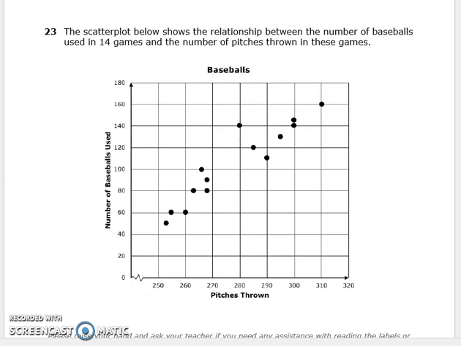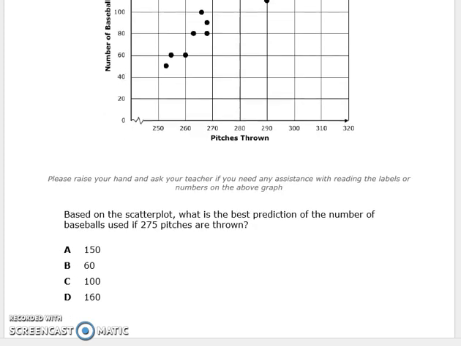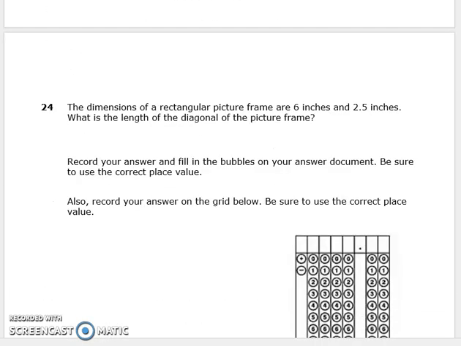Number 23. The scatter plot below shows the relationship between the number of baseballs used in 14 games and the number of pitches thrown in these games. Based on the scatter plot, what is the best prediction of the number of baseballs used if 275 pitches are thrown? A, 150, B, 60, C, 100, or D, 160?